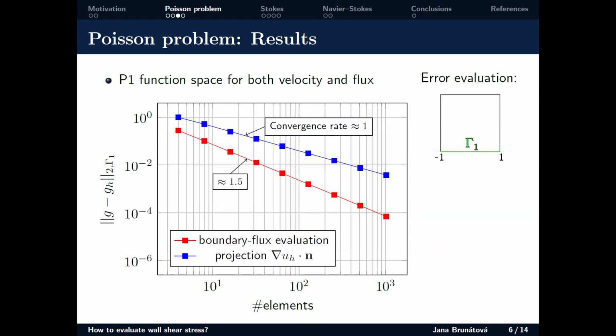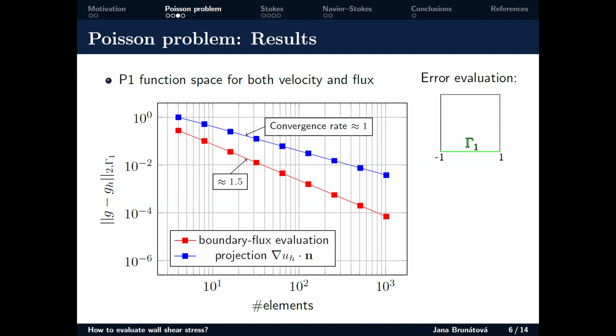And here we see the domain, and we will evaluate the error only over the bottom boundary. Here we can see the convergence rates: for the projection method, it is more or less 1, and for the boundary flux evaluation, it converges with rate 1.5. And we can see that in this problem, the troublemakers are the corners.